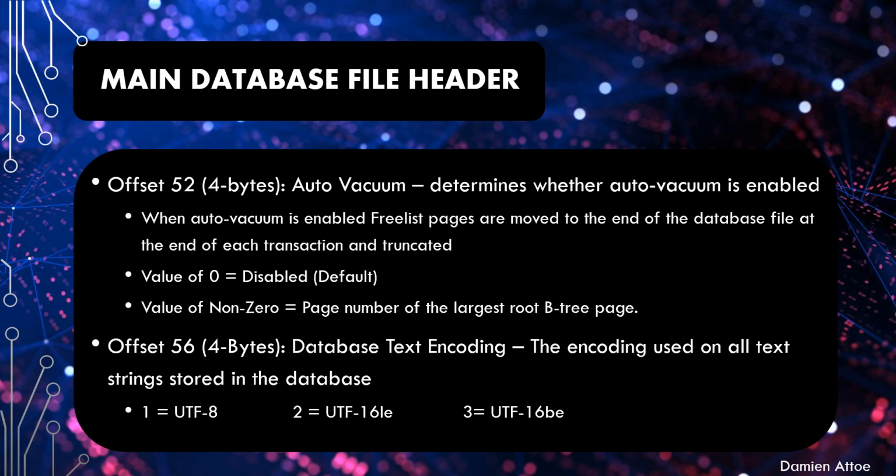At offset 56 for 4 bytes is an integer value denoting the encoding for all text strings stored in the database. These 4 bytes can be one of 3 values. When the value is 1, it means all text strings are stored as UTF-8. A value of 2 means UTF-16-LE, and a value of 3 indicates UTF-16-BE.